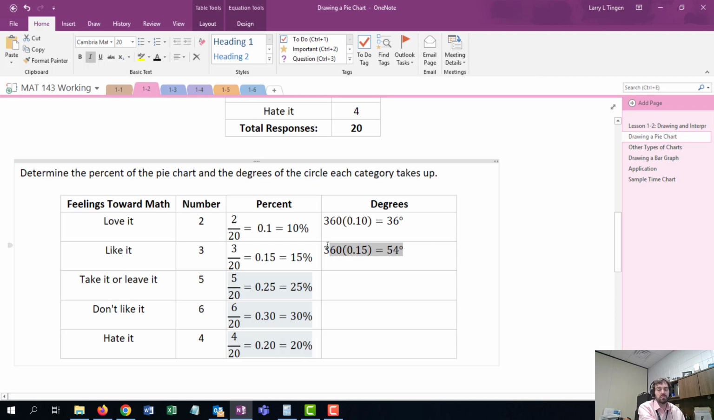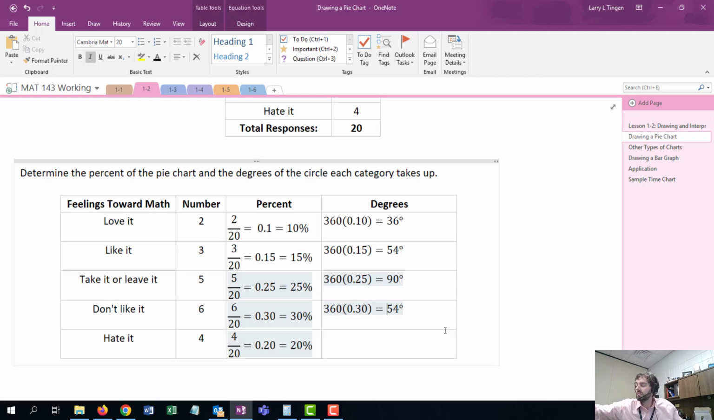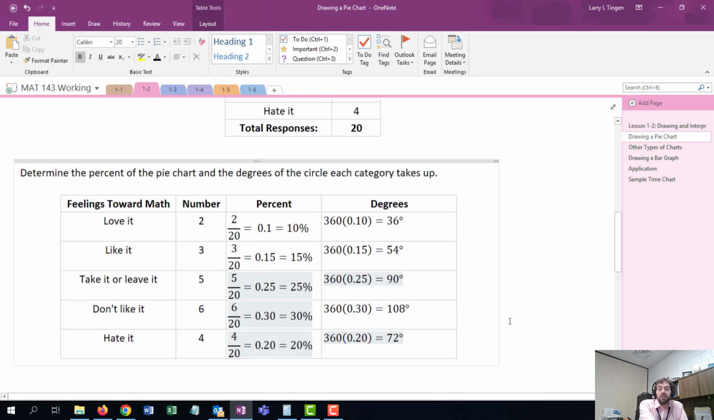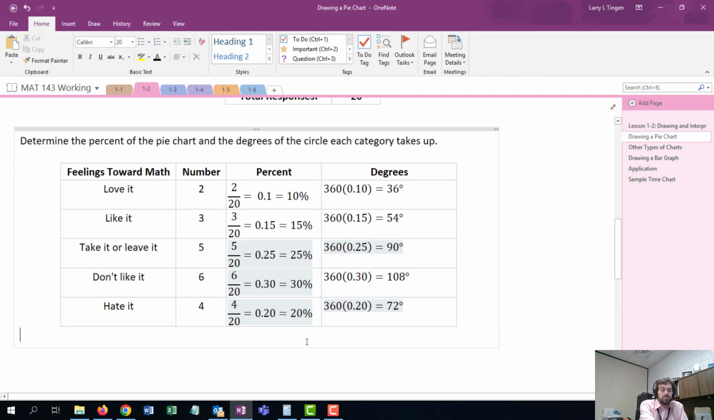So what does the math look like? I'm doing the copy and paste here just to make finding that degree symbol a whole lot easier. 25% of 360 is 90. 30% of 360 is 108. And then 20% of 360 is 72 degrees. So if I did this correctly, all of my percents should add up to 100, and all of my degrees should add up to 360.